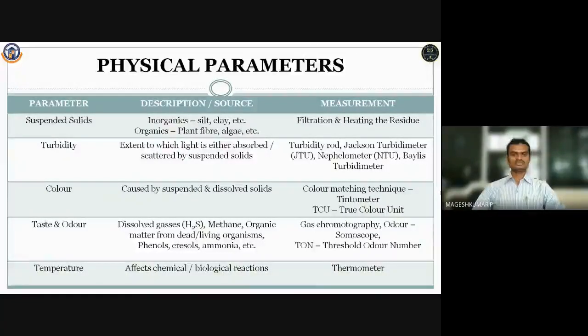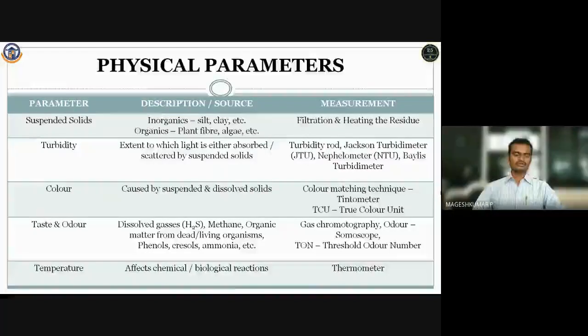And turbidity is nothing but the extent to which light is either absorbed or scattered by the suspended solids. There are few instruments available in the laboratory. They are turbidity rod, Jackson turbidity meter, nephelometer, and Baylis turbidity meter. Based on the instrument by which we are measuring the turbidity, the unit of measurement can be given, JTU or NTU. And the color, it is caused by the suspended and dissolved solids. And the color matching technique is normally used, that means the tintometer is normally used for determination of color, and the unit of measurement is true color unit, TCU.